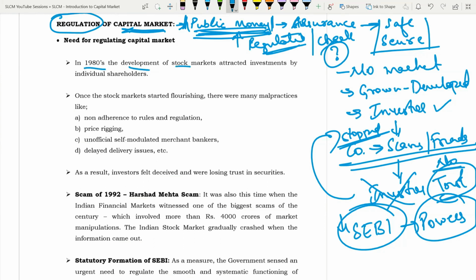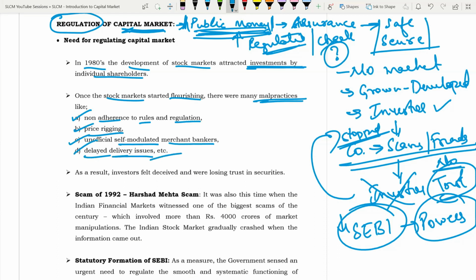So in the 90s, the development of the stock market had attracted a lot of investment from individual shareholders. Once the market flourished, there were many malpractices like non-adherence to rules and regulations, price rigging, unofficial self-styled merchant bankers, delayed delivery issues, etc., because of which the investors felt deceived and were losing trust in the securities. Right at this point in time, one major scam of the country, the scam of 1992, also called the Harshad Mehta scam, took place. Here, what happened? Manipulations worth 4,000 crore rupees took place.